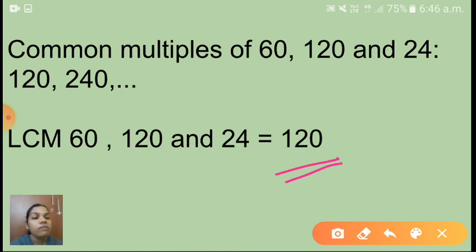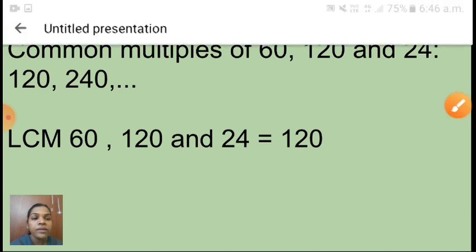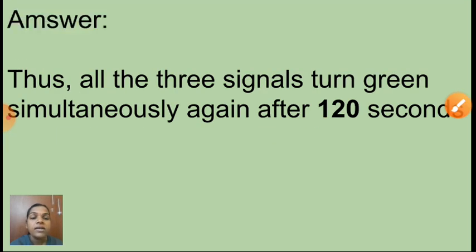So every 120 seconds all three signals turn green. Understood? 120 seconds means 2 minutes. See the answer I have written here: all three signals turn green simultaneously again after 120 seconds. So children, first you have to write the multiples of the given numbers. Afterwards, list the common multiples. Finally, find the lowest common multiple. Okay children, I hope you understood this sum.